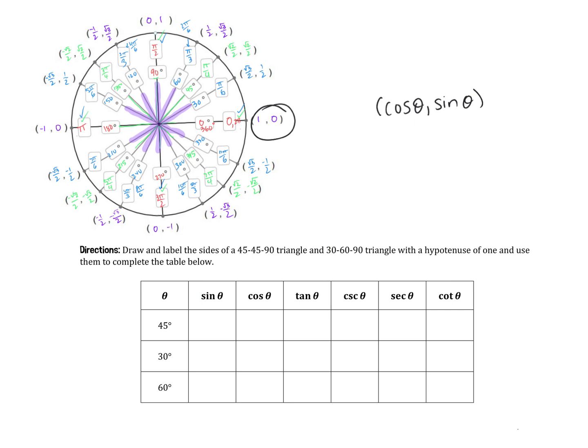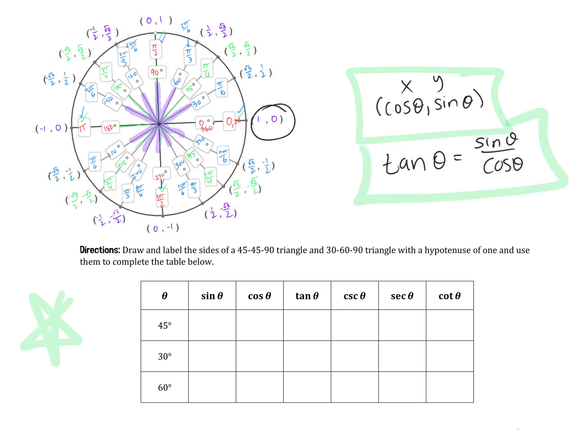So we're going to use 2 important facts. The first is that cosine theta, comma, sine theta is every point on the unit circle. The second is that tangent of theta is sine of theta over cosine of theta, which should make sense. If this is x and this is y, we know that tangent is going to be opposite over adjacent, which in this case is y over x. So we're going to use these 2 very important pieces of information to complete this table below.